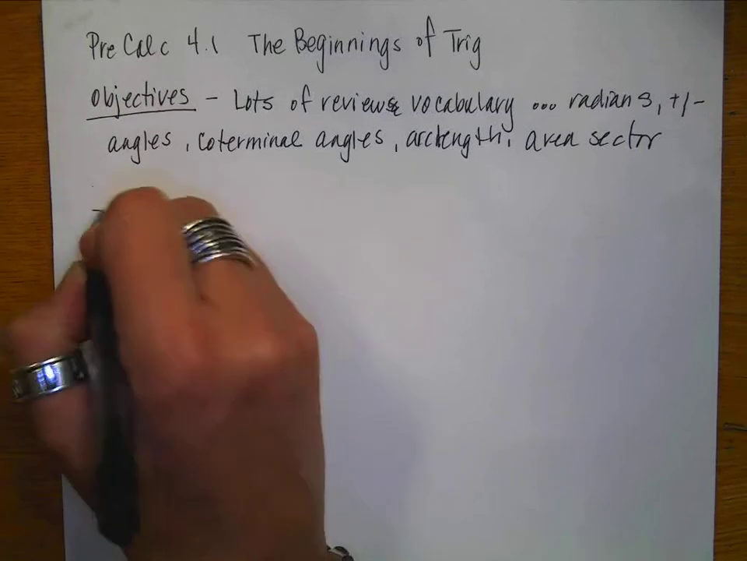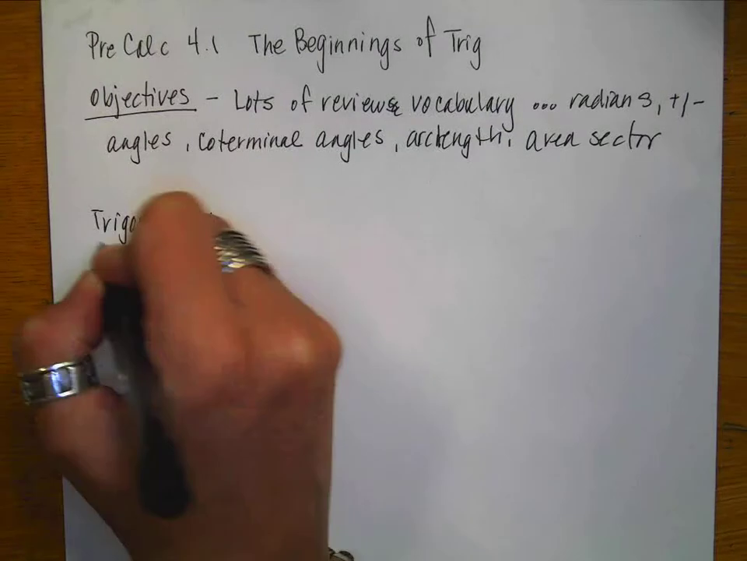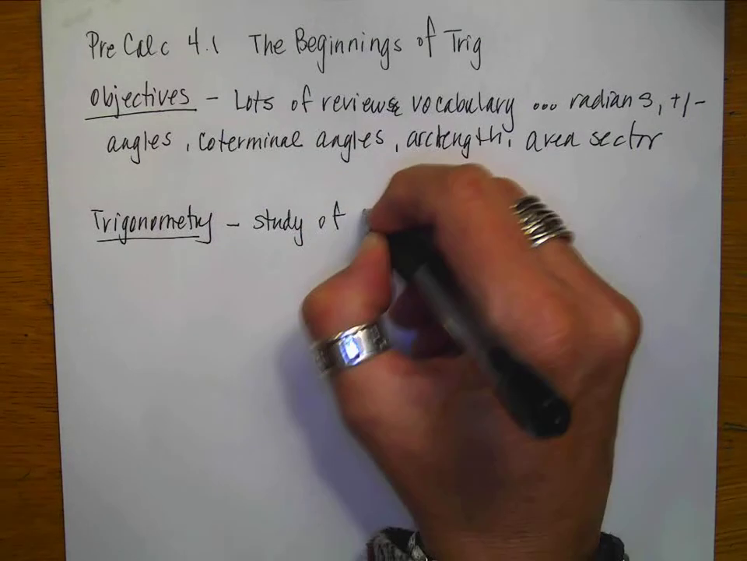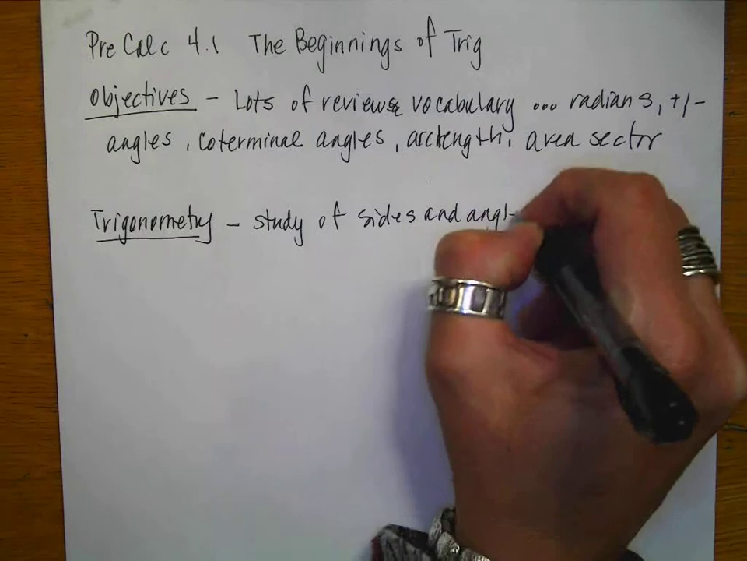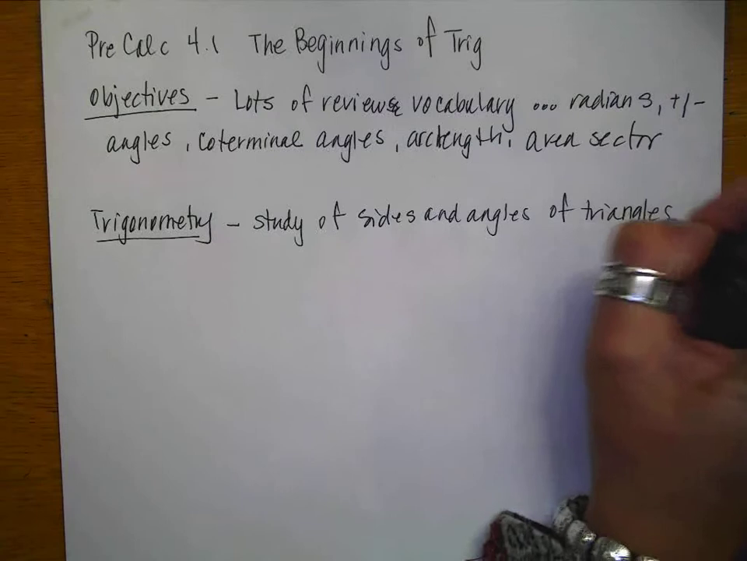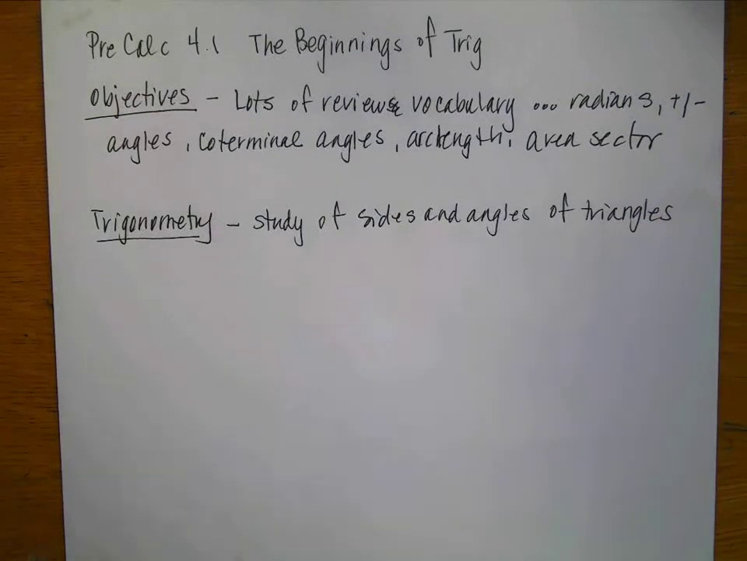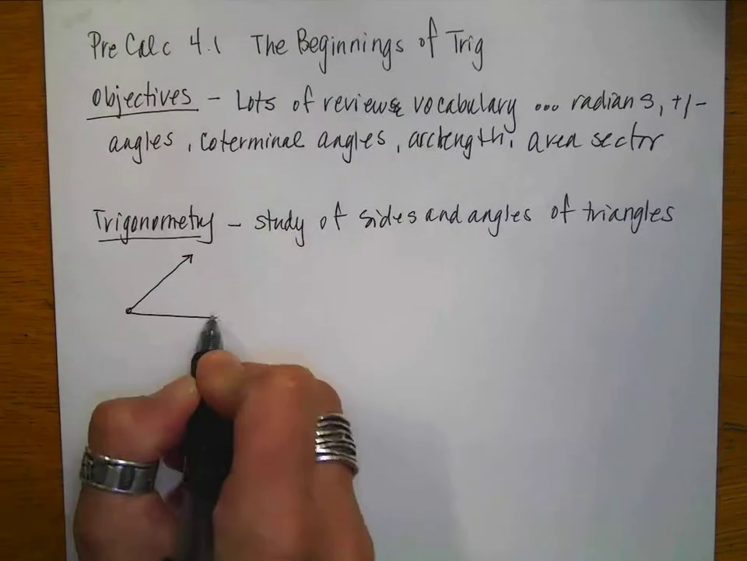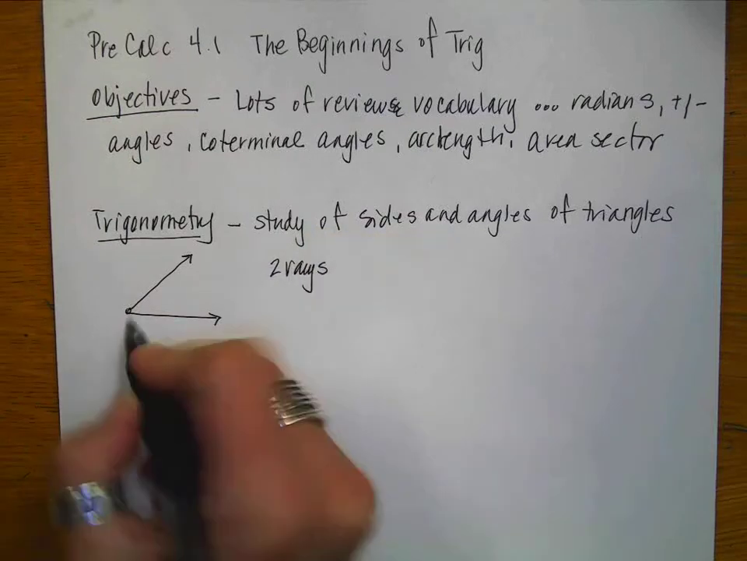sector. So trigonometry, cool name, is the study of sides and angles of triangles. So that's kind of cool to know what it actually means. So it's going to be the study of sides and angles of triangles. If we talk about an angle, it is composed of 2 rays, okay?